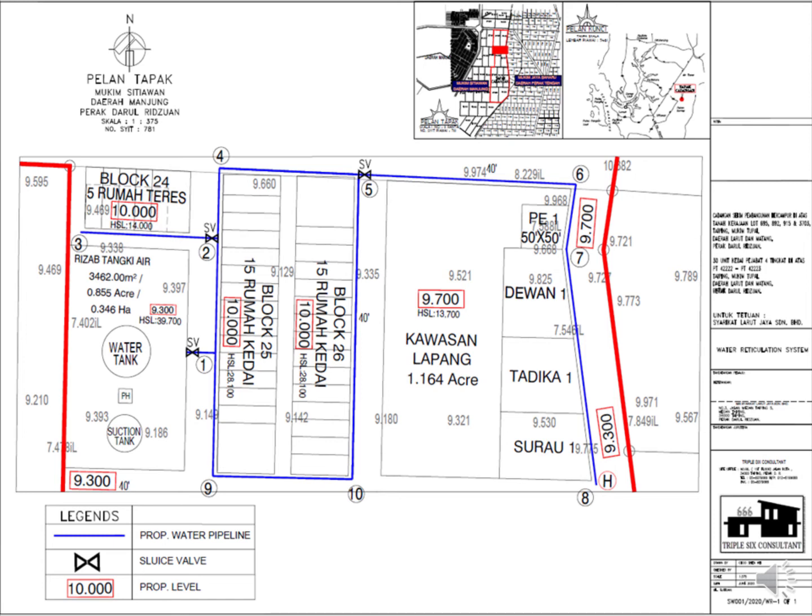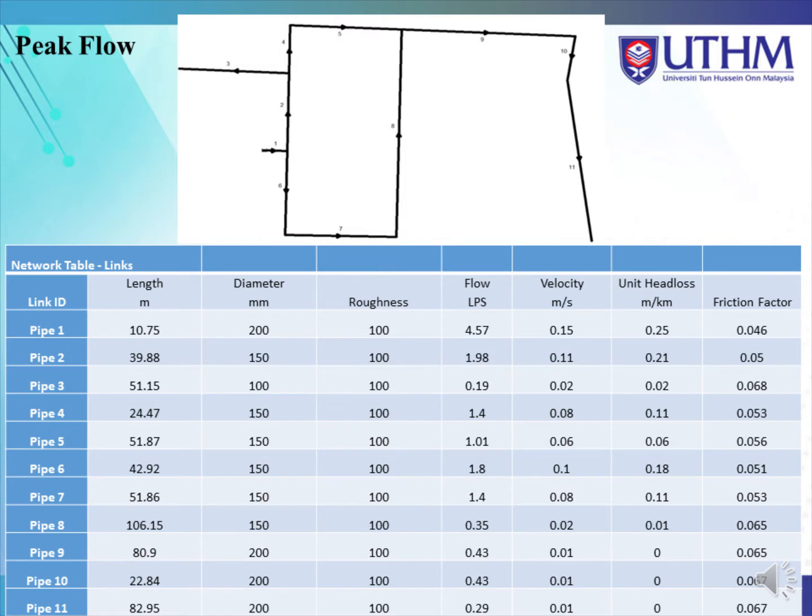The water pipe starts from node 1 until the end, which is node 8. We calculated the peak flow for our project by using the software EPANET 2.0. All the requirements are fulfilled except for the velocity. A pump should be added to increase the velocity due to the lower water demand of our project.